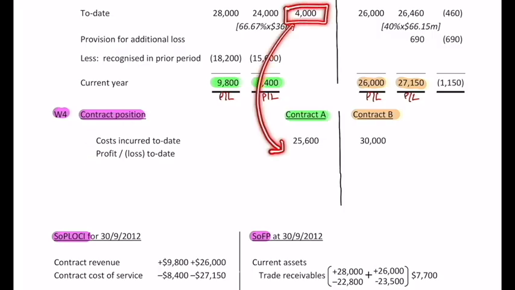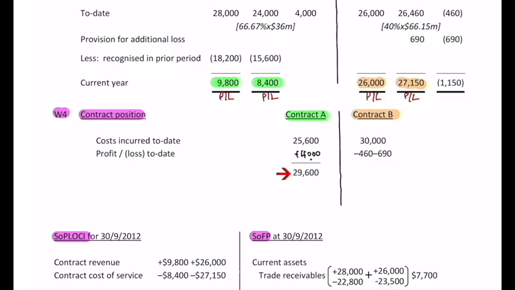The profit or loss recognized to date. 4,000 is the profit recognized to date for A. This is the loss recognized to date for B, but at the same time we must recognize the provisions for contract B. Profit recognized to date for A, we plus. Loss recognized to date for B, we have to minus 460, minus 690. So a subtotal: 25,600 plus 4,000, the value of contract A is equal to 29,600. For contract B, the value is equal to 28,850.